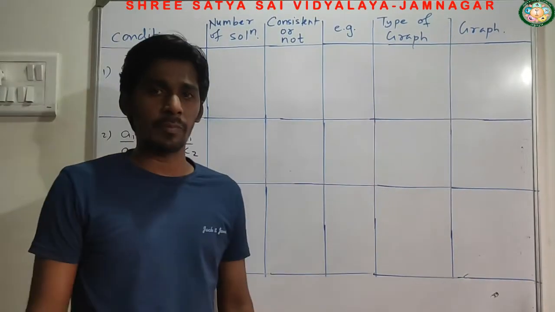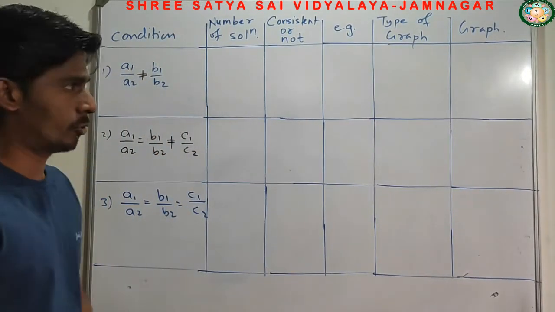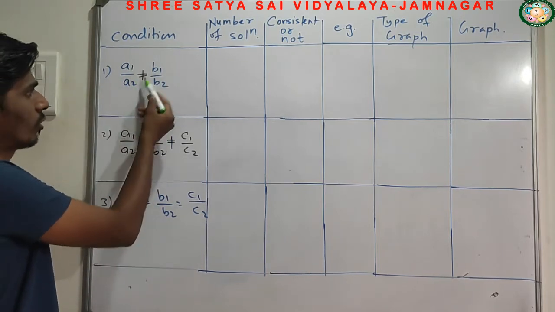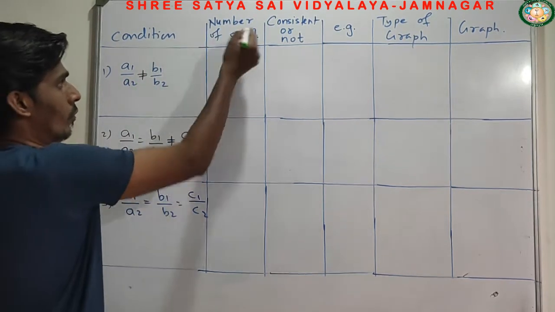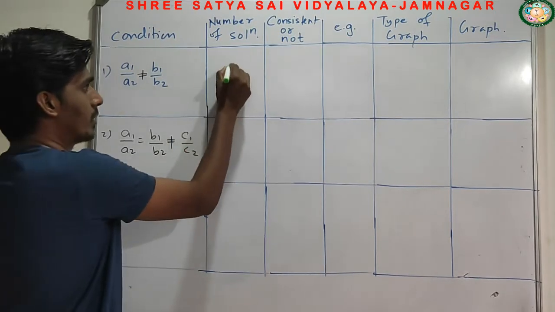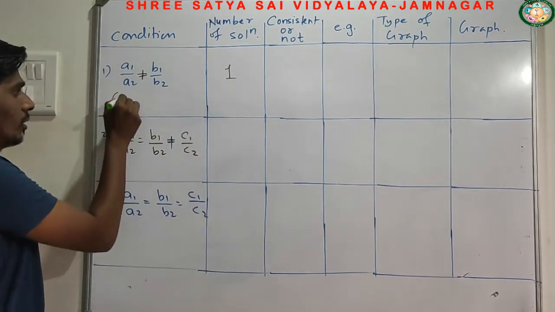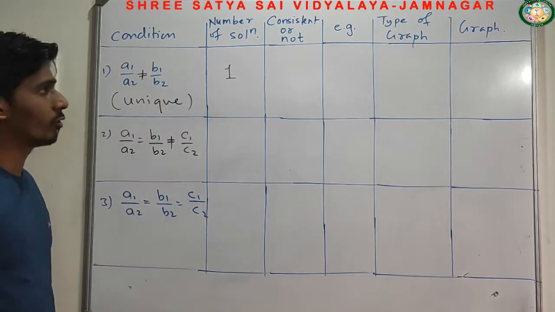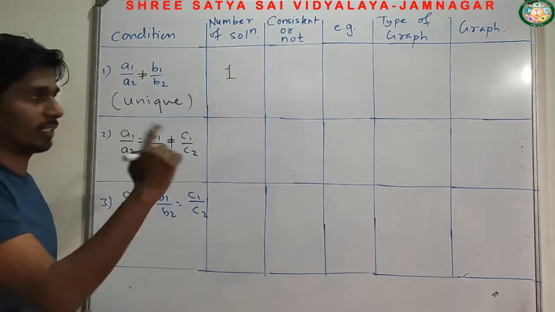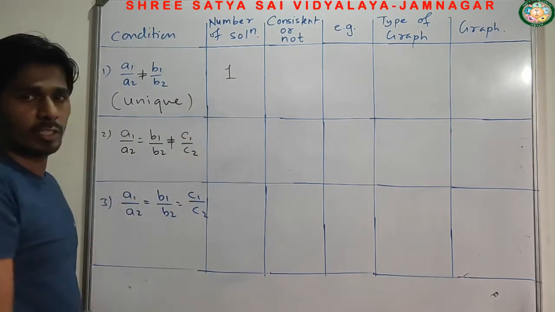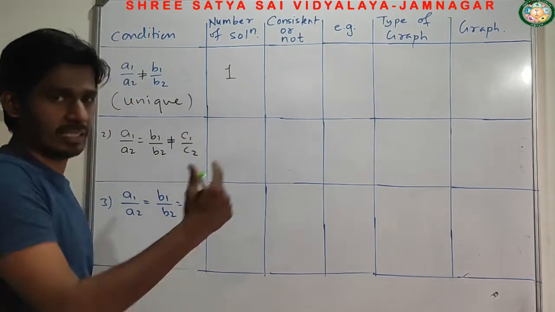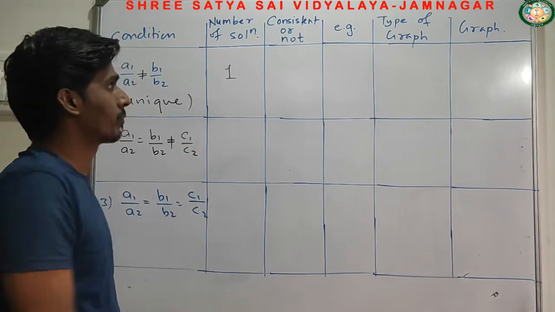Let's understand the same condition with the help of a table in short. So first of all, the condition is what? A1 upon A2 is not equal to B1 upon B2. What is the number of solutions here? This will be your unique solution. This condition is for unique solution. So unique means 1. So the number of solutions is what? 1. So only one value of x and y is possible, one x and one y, not the same.